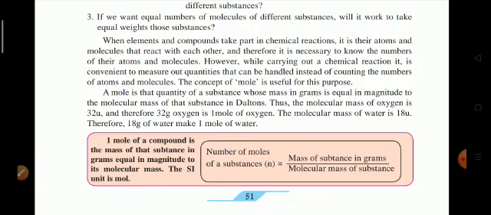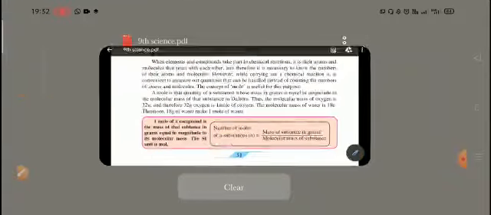You have to see to it that you are remembering each and every definition. The molecular mass of water is 18 units, therefore 18 grams of water make 1 mole of water. The number of moles of a substance, small n, is equal to the mass of the substance in grams divided by the molecular mass of the substance.